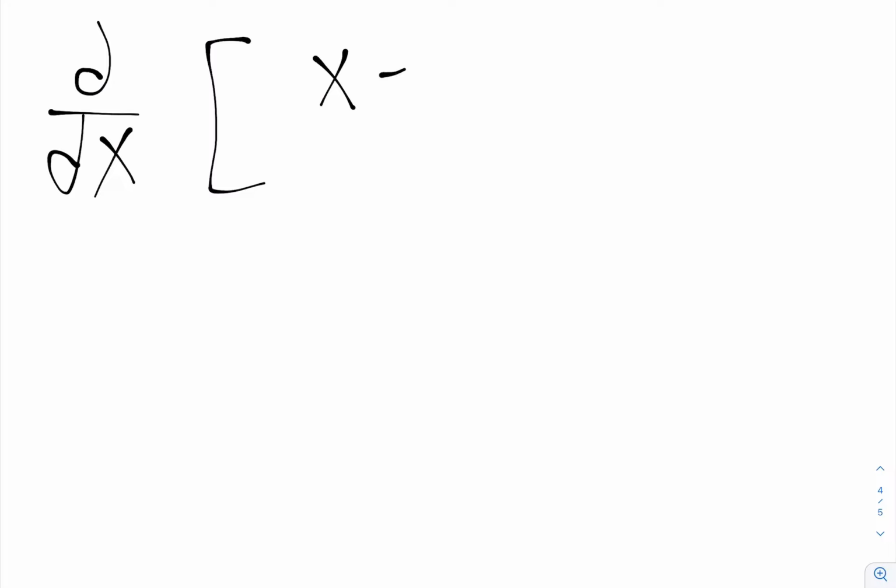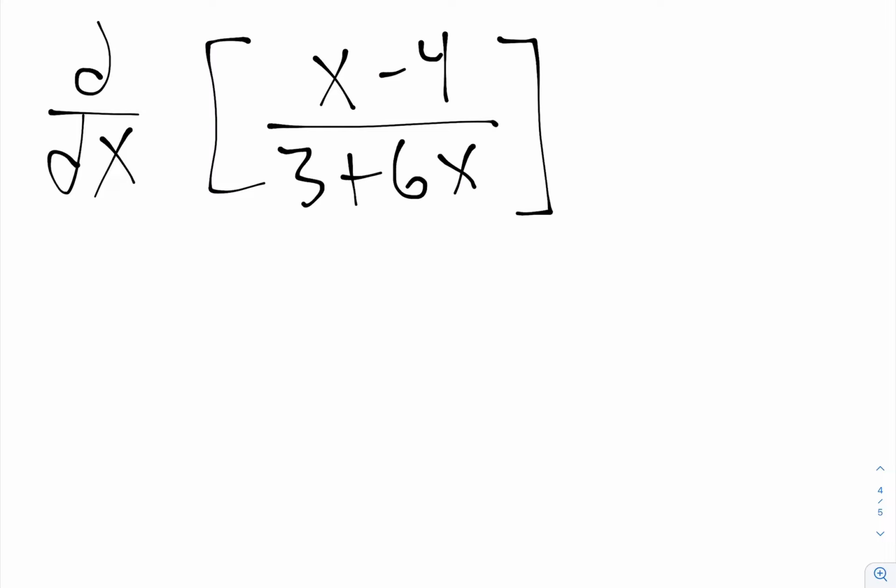All right, let's just do one more question. So let's do d by dx of x minus 4 divided by 3 plus 6x, to the power of 5. Whoa, okay, so we have a polynomial divided by a polynomial to the power of 5.